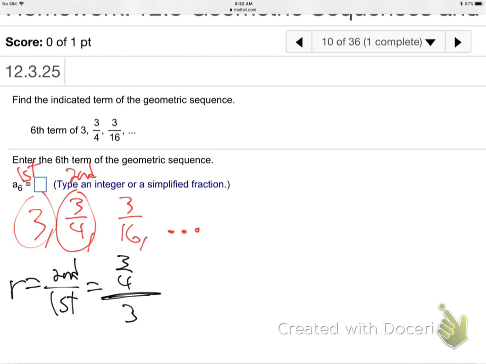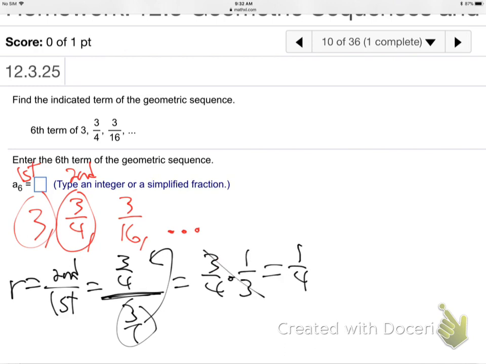Okay. And then you make that 3/1 and you flip it up, right? So we get 3/4 times 1/3. The 3's cancel. So the R is 1/4. We all good there? Makes sense. So the R is 1/4.